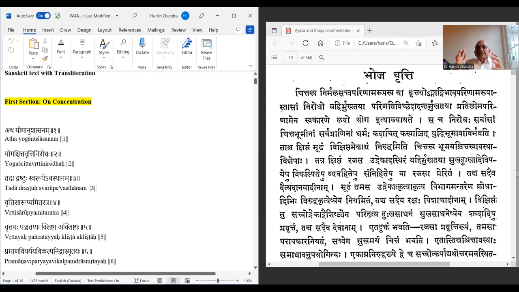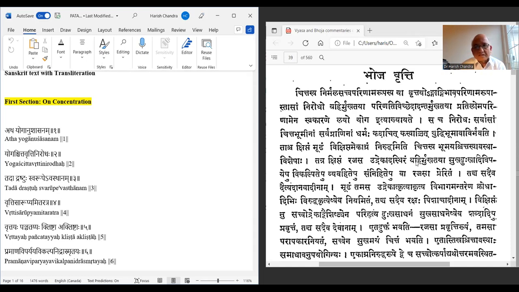So chitta displays something, and we want to switch it off, the inner TV, so to say. Otherwise, it keeps showing something. So that is your description, your definition of yoga: chitta vritti nirodha.